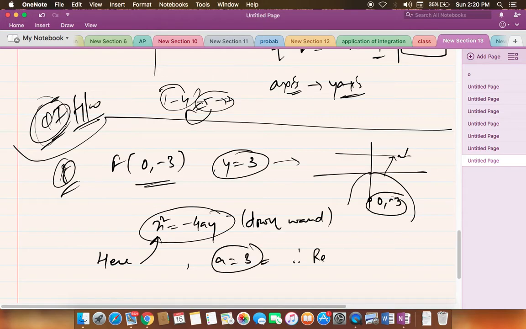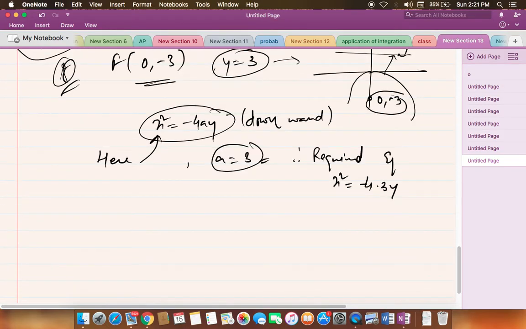Therefore the required equation is given by x square equals minus 4 into 3 into y, which further gives you x square equals minus 12y. Okay, I hope this numerical is clear.